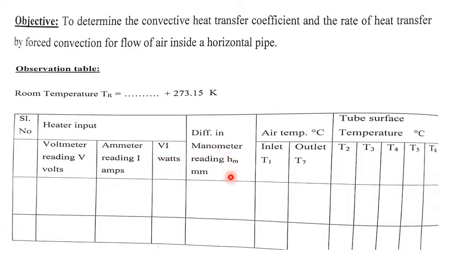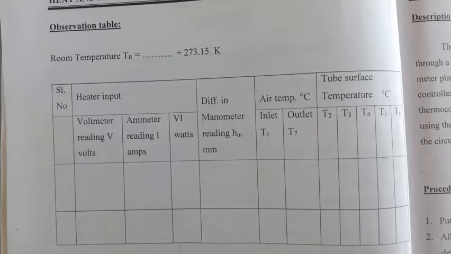So this is the differential manometer reading. Here we are going to measure the air temperature at inlet and outlet, and T2, T3, T4, T5 and T6 measure the tube surface temperature in degrees centigrade. Now let us conduct the experiment.